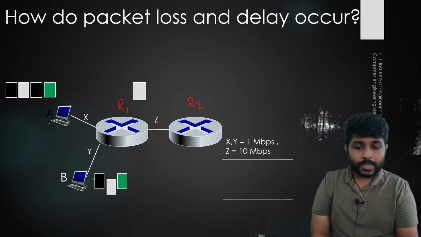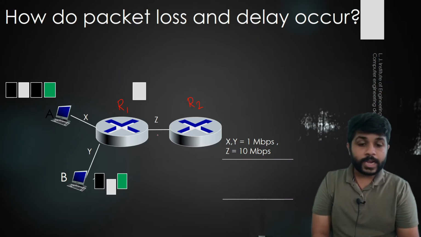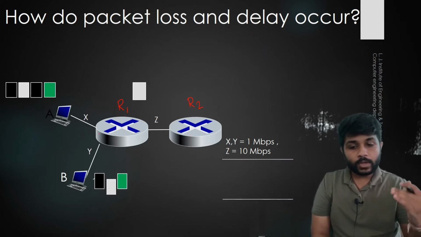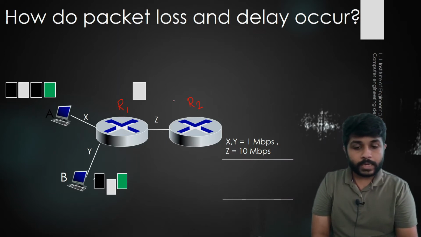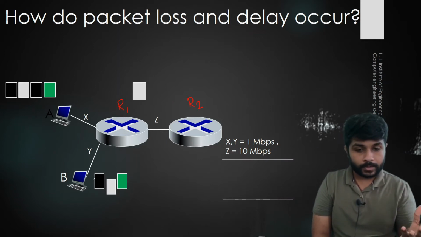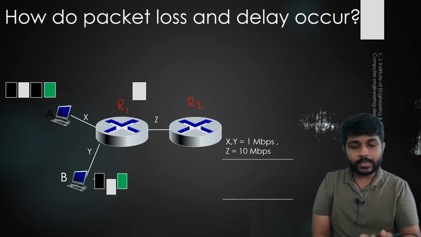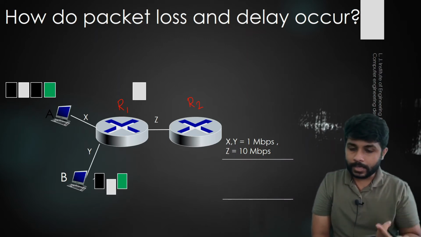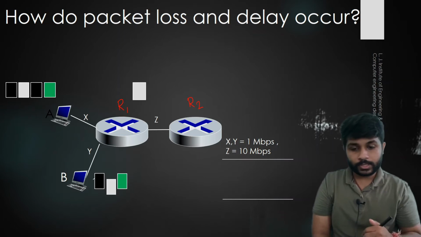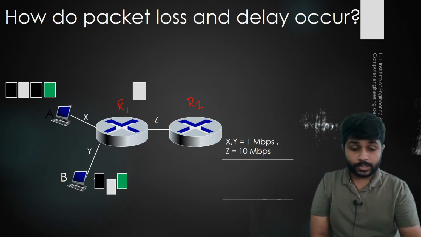So suppose A is sending data to any other computer over the internet. The link connecting A and R1 is 1 Mbps, and the link connecting R1 and R2 is 10 Mbps. In that case, router R1 is receiving data at a very low rate and forwarding data to R2 at a very high rate. So in the first case, there will be no problem. R1 can easily receive the packet, process it, and forward it to the next router.